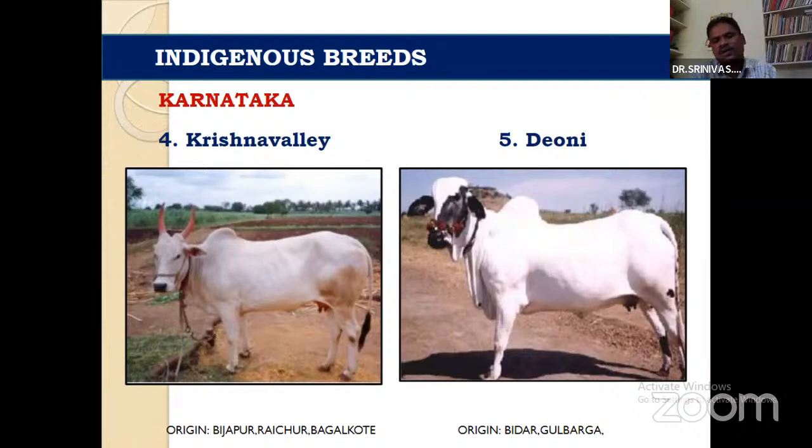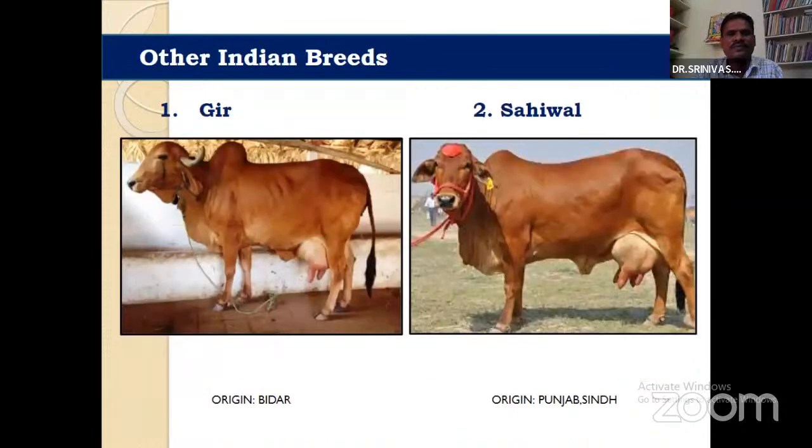Nowadays it is crossed with Holstein Friesian cows for upgradation of milk. We have a Devani farm in Bidar, where Devani animals are reared. These are the Karnataka breeds that I have explained. We see all those animals in our Karnataka area.